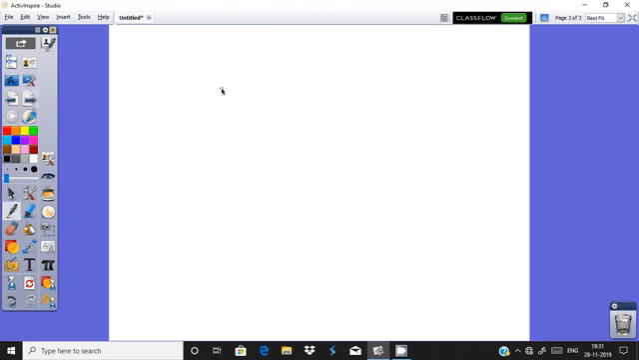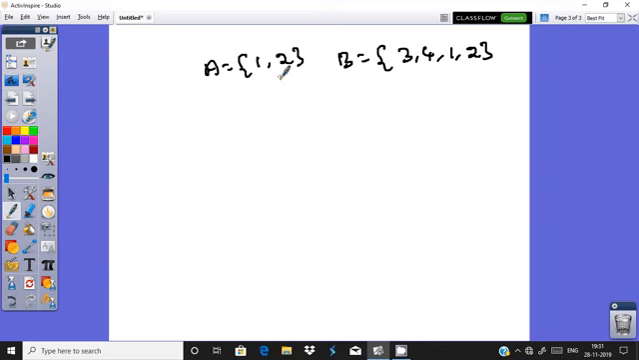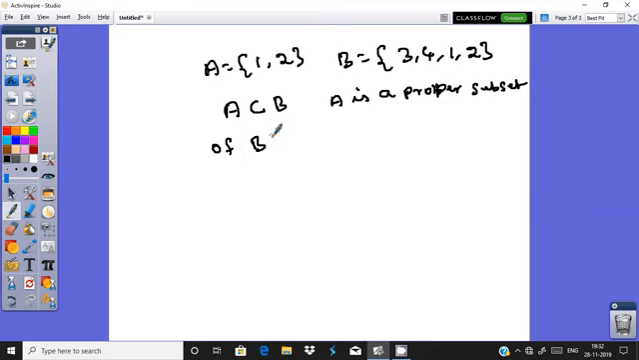So how will you define an example for this? Now I have A equal to {1, 2}, and let us assume that B is {3, 4, 1, 2}. I can say that 1, 2 already exists in B and A has only 1, 2. So we can say that A is a proper subset of B.